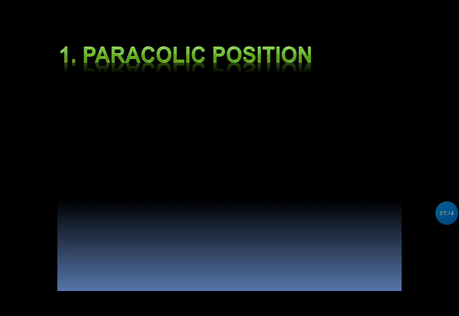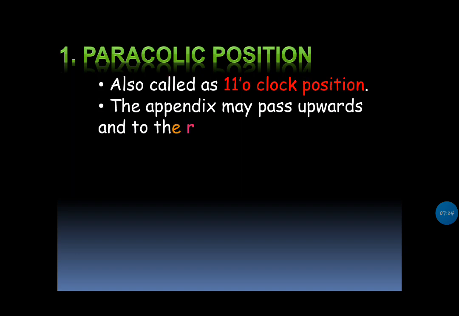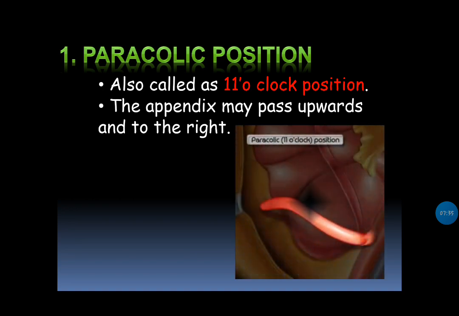Now let's see them one by one in detail. The first one is paracolic position, which is also called 11 o'clock position. And here the appendix lies below the cecum, that is, it passes upwards and to the right of the ascending colon. Here you can see this is the paracolic position. This is the cecum and the base of the appendix, then body, the tip. It passes upwards and to the right, and it is called paracolic position or 11 o'clock position.